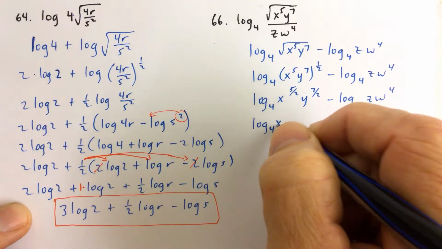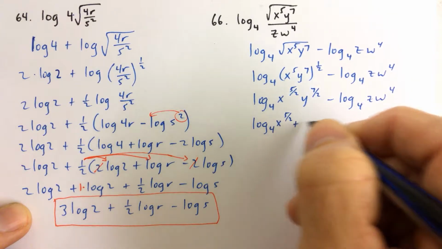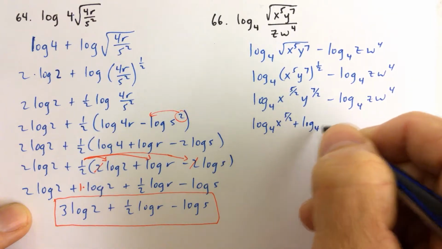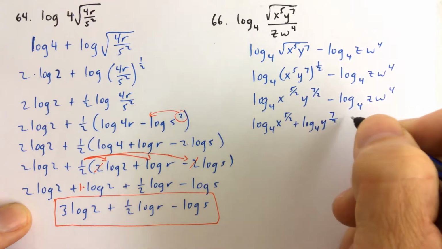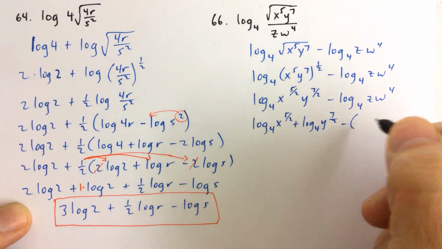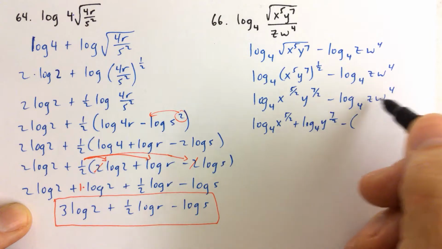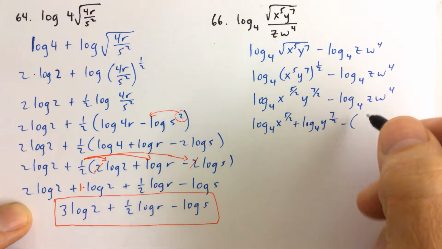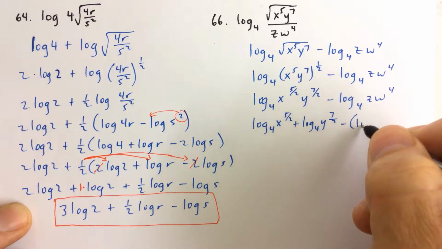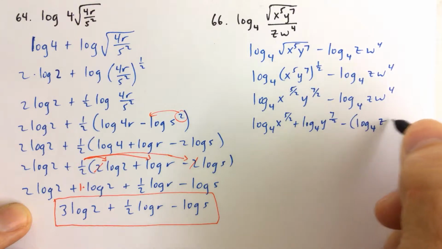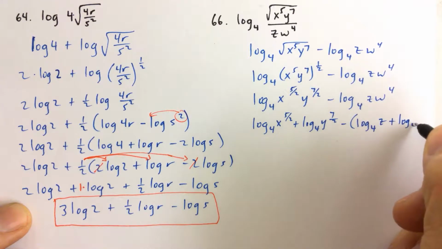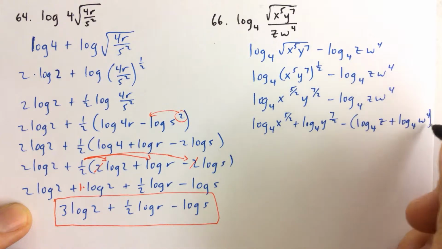Log base 4 of x to the 5/2 plus log base 4 of y to the 7/2 minus. Now you got to be careful over here. The minus sign in front, you're going to spread out this log expression. You're going to have to distribute the minus sign. So we have the log base 4 of z plus the log base 4 of w to the 4th, and that's in parentheses.